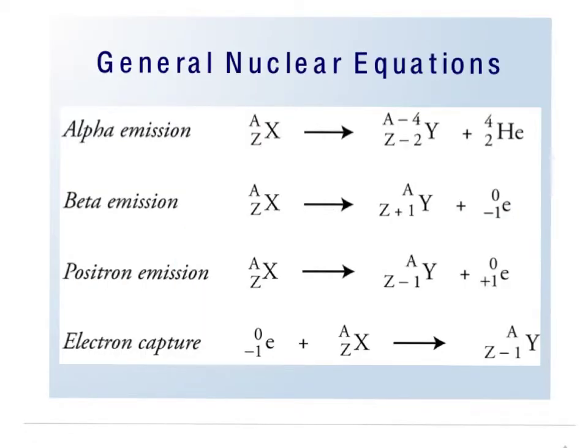So this chart here shows the general nuclear equations. You need to know the different types of decay that's on your formula charts. Alpha is helium, beta is an electron. Electron capture and positrons are also sometimes talked about. That's where you add an extra electron there.